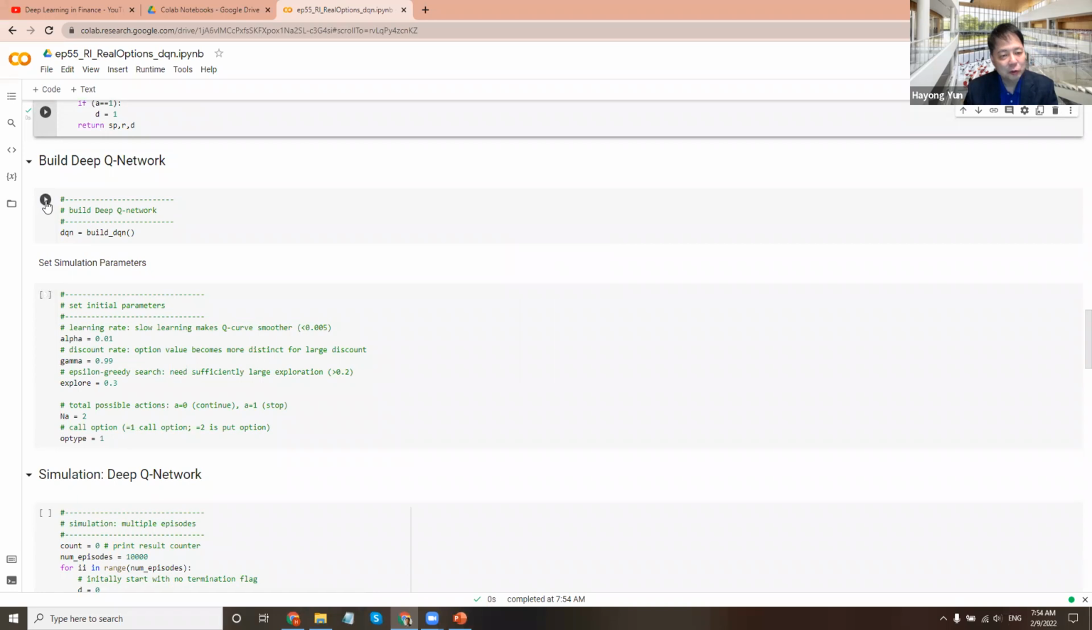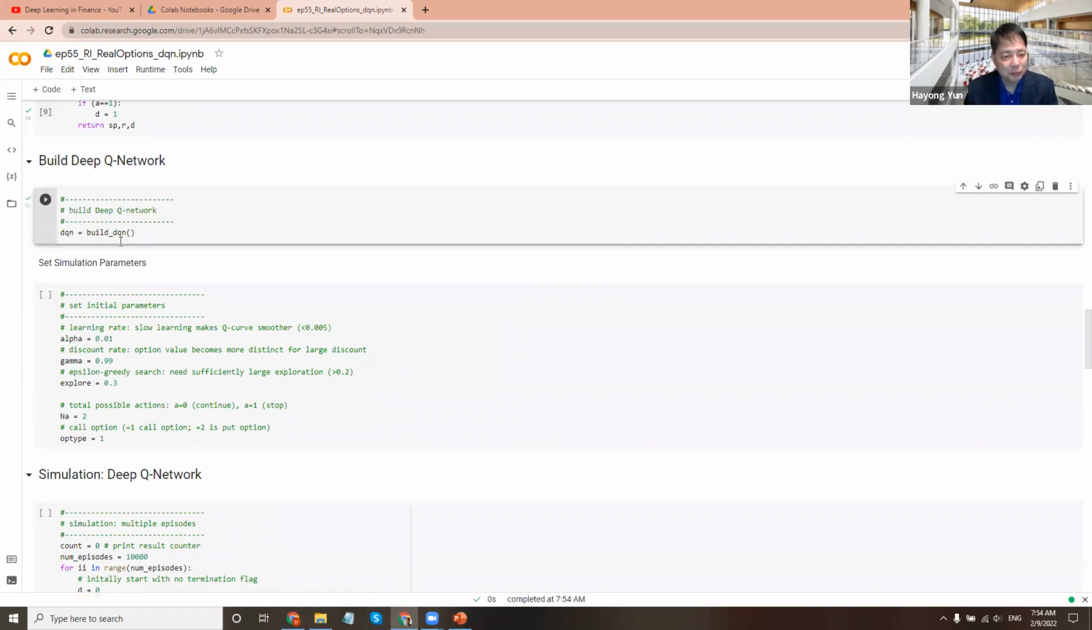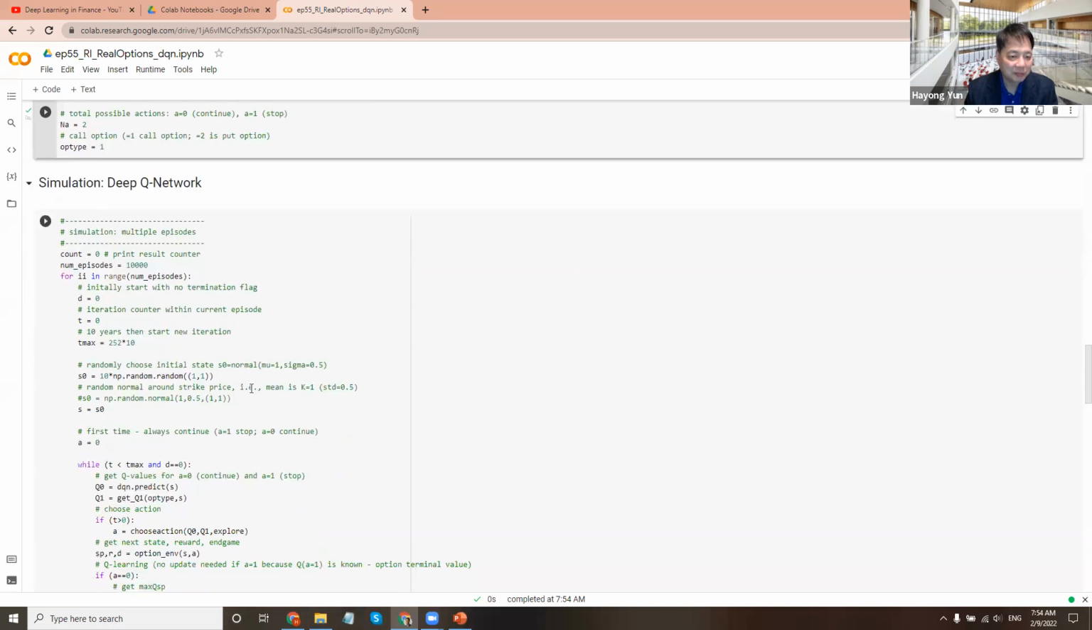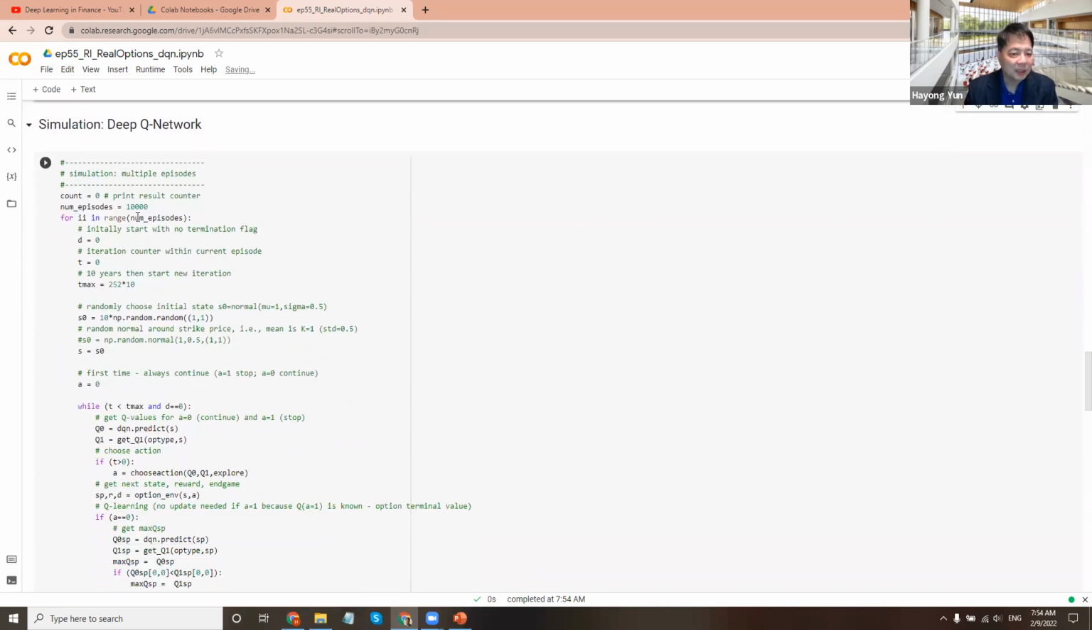And then comes the usual deep Q network. You build a deep Q network. The learning rate is 1%, time discount 0.99, exploration 30%. The total number of possible actions is 2, and the option type is a call option, so we'll just use 1.